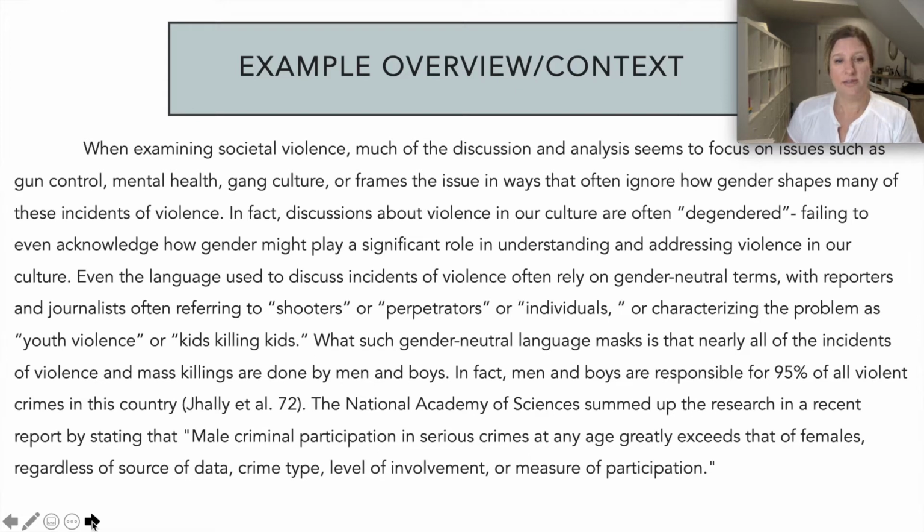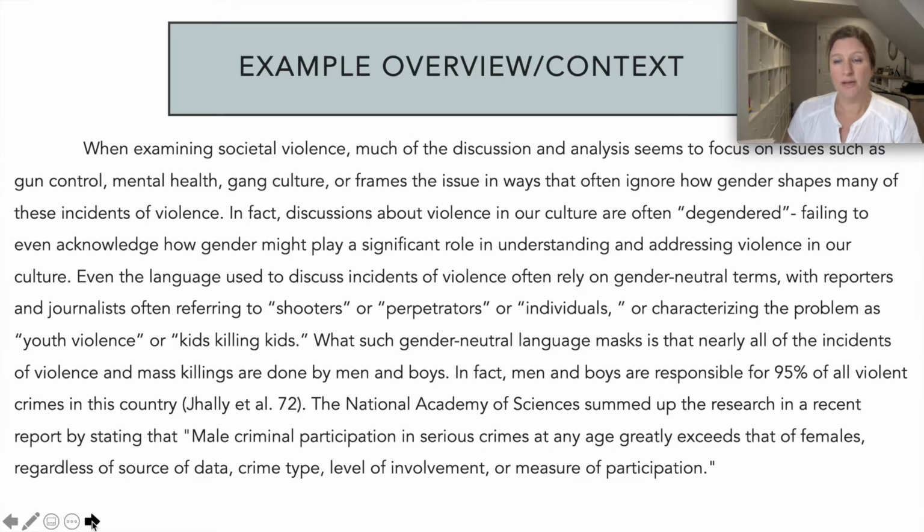When examining societal violence, much of the discussion and analysis seems to focus on issues such as gun control, mental health, gang culture, or frames the issue in ways that often ignore how gender shapes many of these incidents of violence. In fact, discussions about violence in our culture are often degendered, failing to even acknowledge how gender might play a significant role in understanding and addressing violence in our culture.